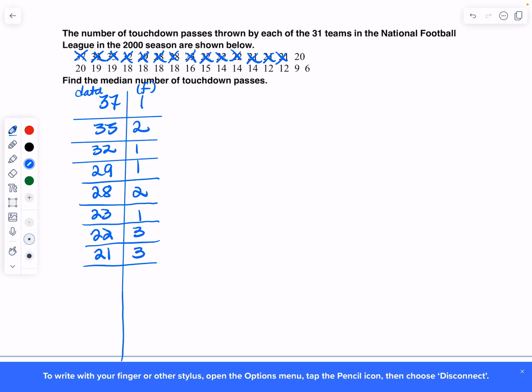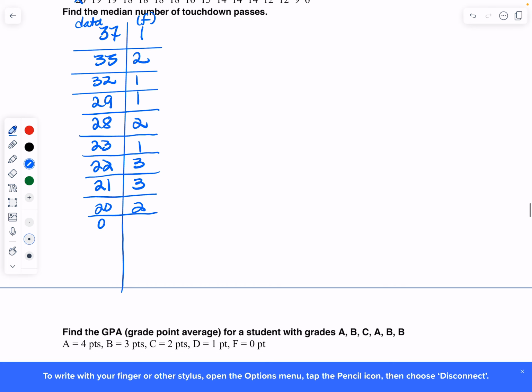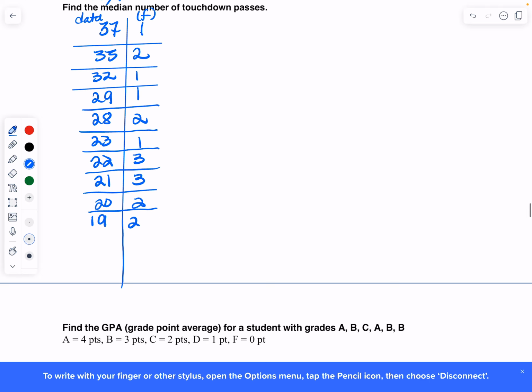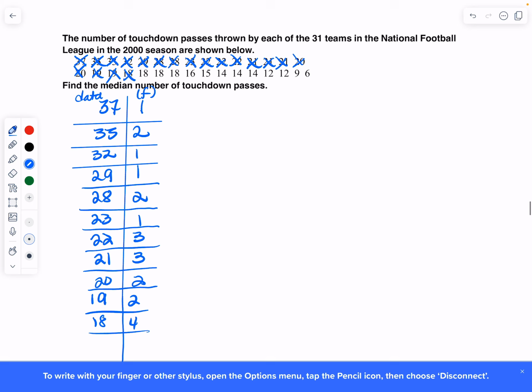20 happens twice. 1, 2. 19 also happens twice. So let me cross those off. 18: 1, 2, 3, 4. 18 happens 4 times. Going back up here, 16 is once, so put this up here. 15 is once. 14 is 1, 2, 3. 12 is twice.